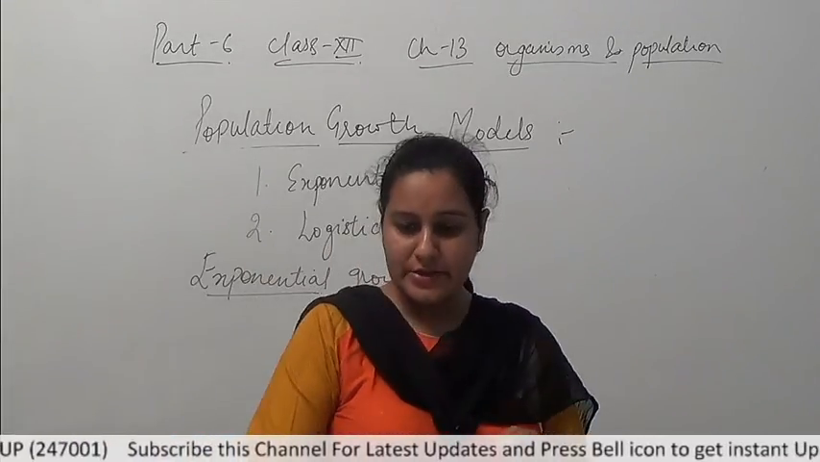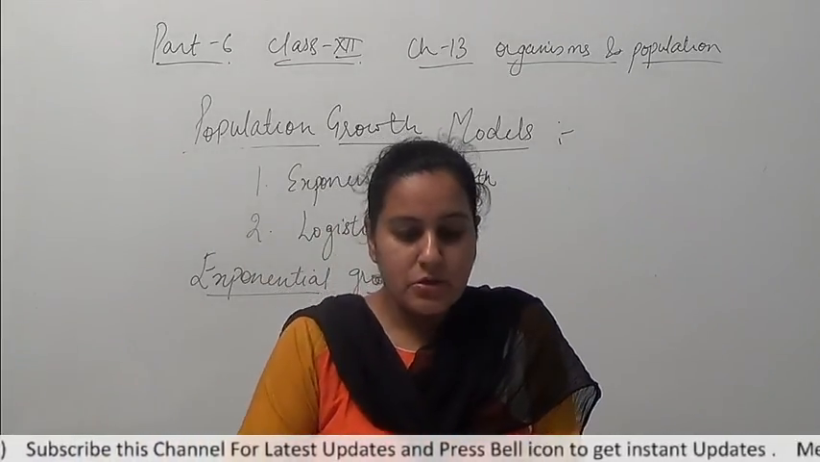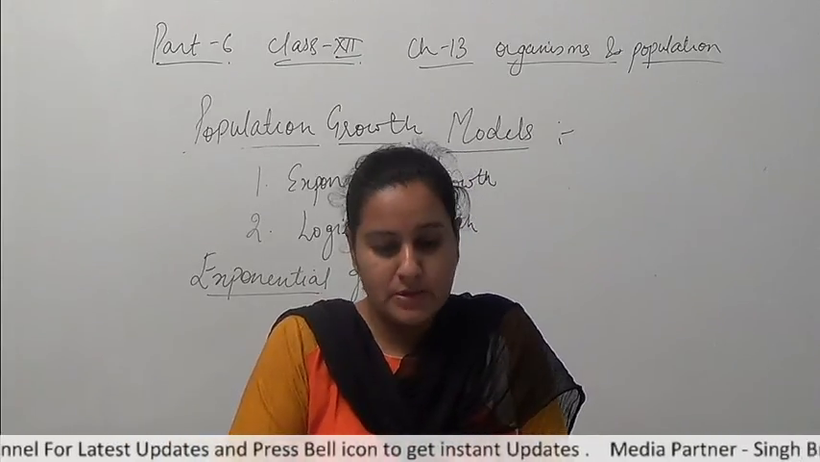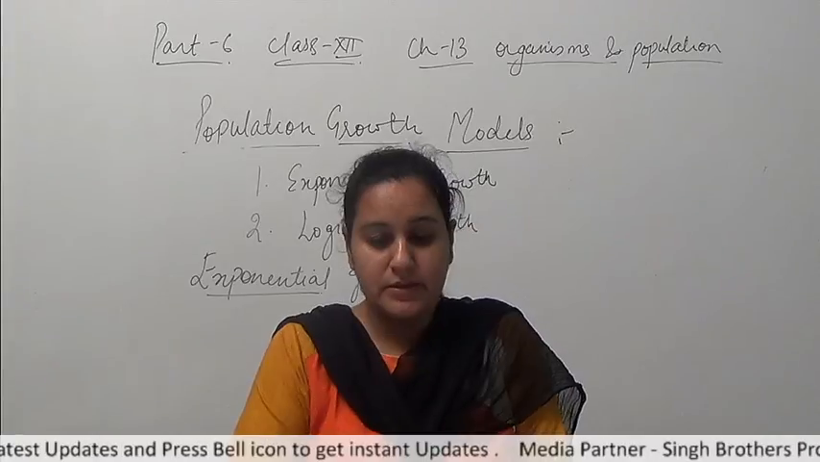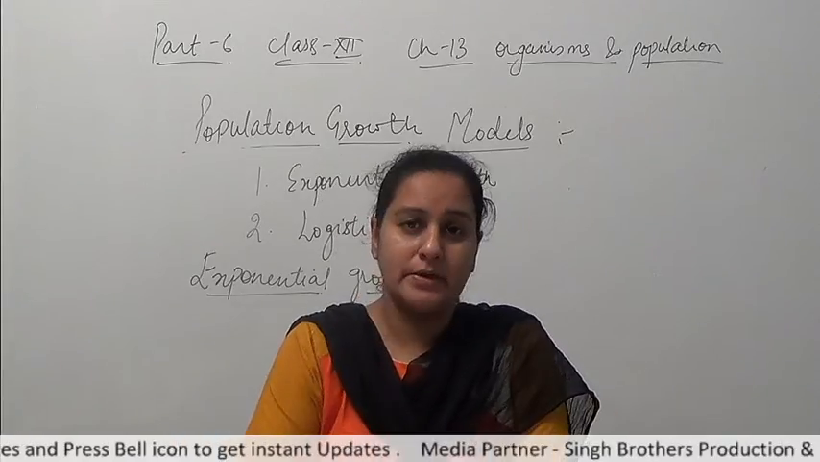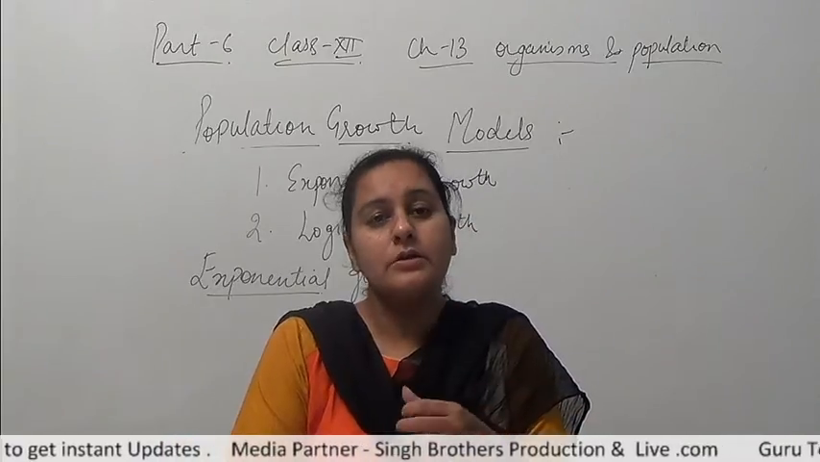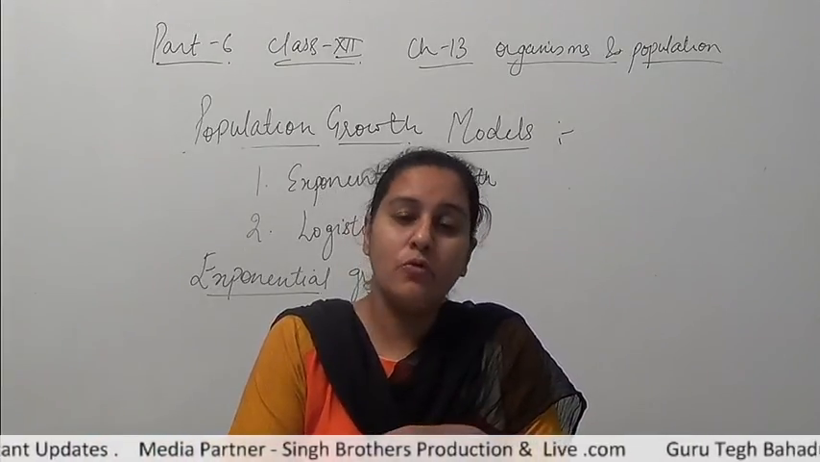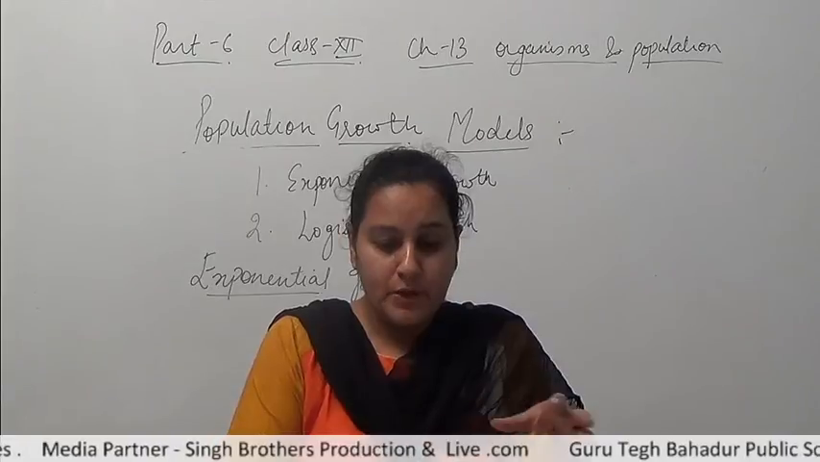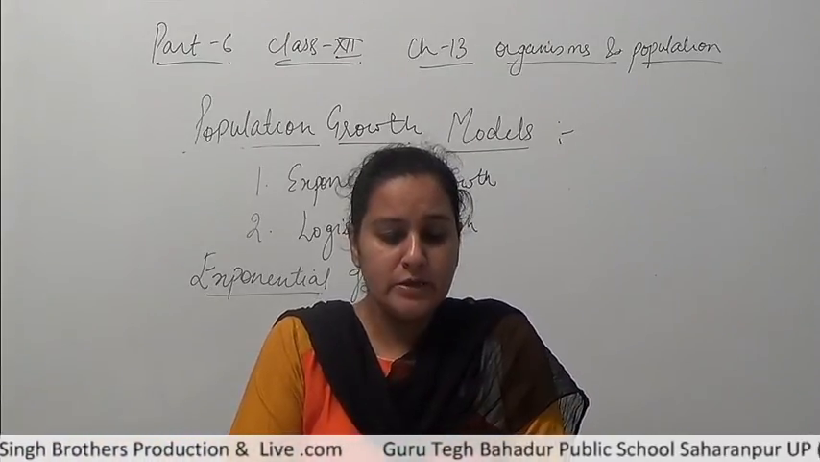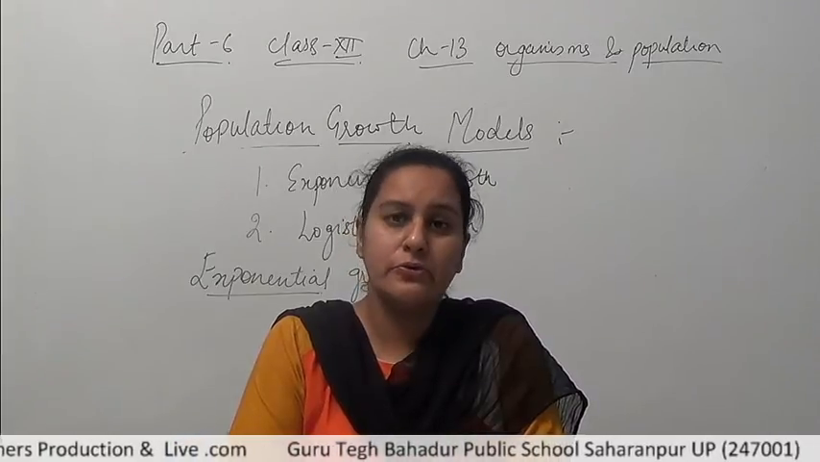Now, the exponential growth model is also known as geometric growth. This model is common where the resources are unlimited. Resources are unlimited means there is lots and lots of space and food available for the organism. So the species has the ability to realize fully its innate potential to grow in number.